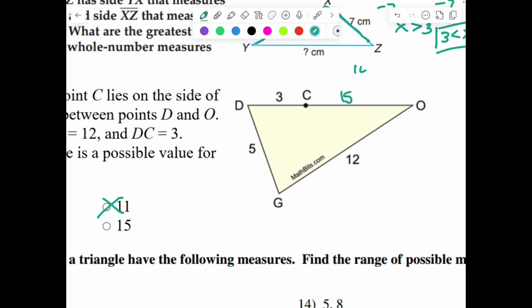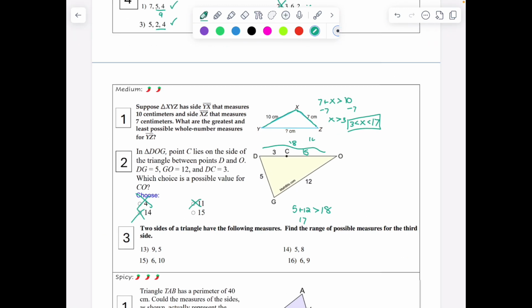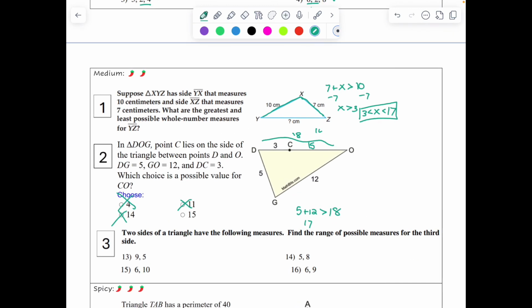So let's try our final one, 15. Okay, 15 plus 3 is 18, so that side is 18. We just have to make sure 5 plus 12 is greater than 18. 5 plus 12 is not greater than 18, okay?